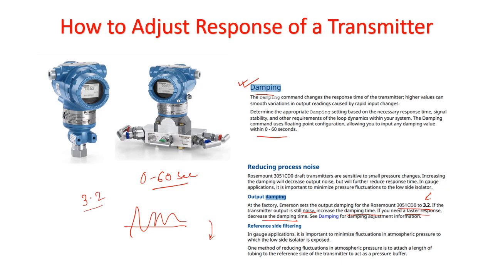Hope you got a clear idea how a DP transmitter or pressure transmitter responds to a pressure change and how you can adjust that. Thank you.